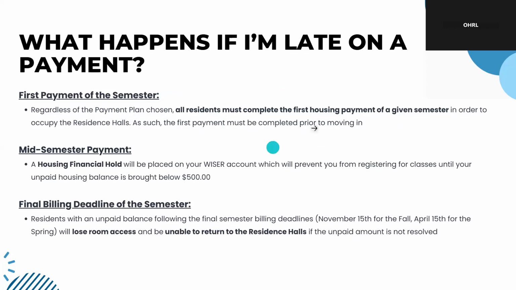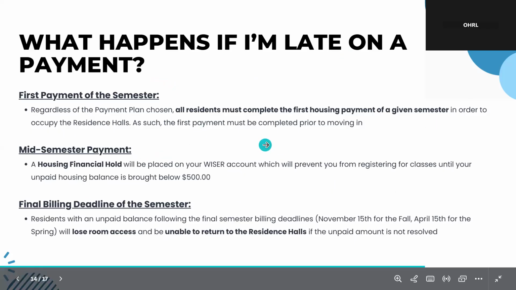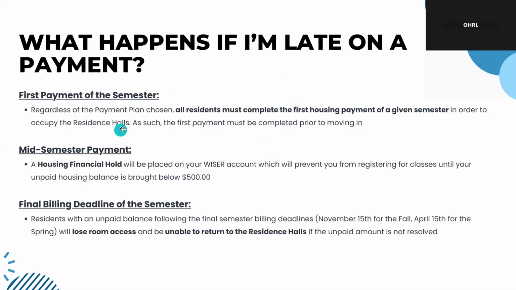You mentioned the excess aid thing here. This is the general rule. If you have specific exceptions, those are exceptions to that, but those are sort of few and far between. So again, please keep in mind the default for everything is what is going to be addressed in this presentation. Anyway, so you can't really be late on the first payment of the semester because then you can't move in.